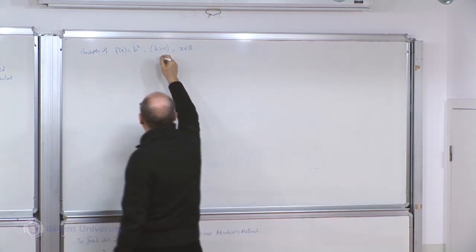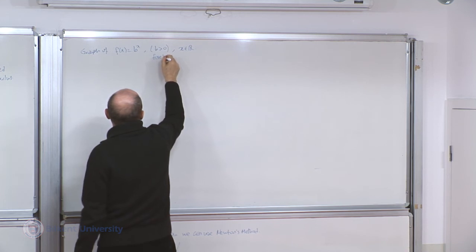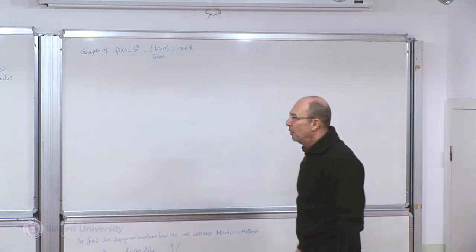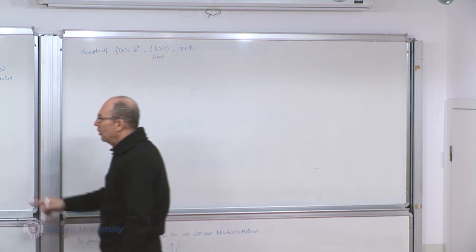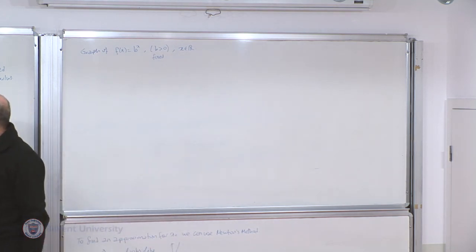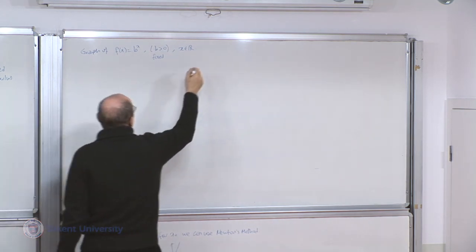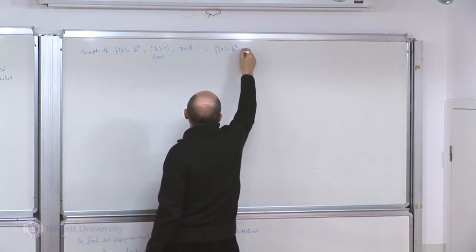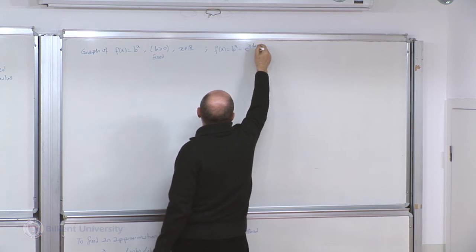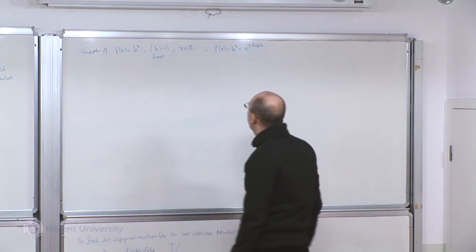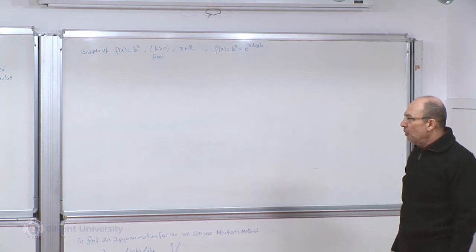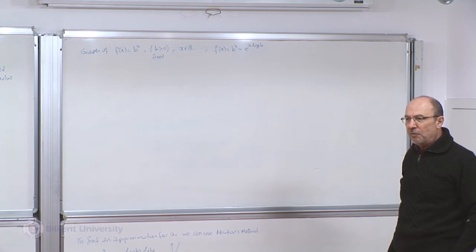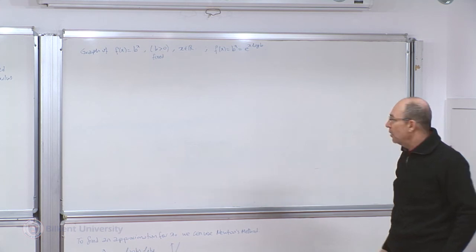b is fixed, of course, and this is my variable. I know that this is defined in this way: f of x is equal to b to the x, which is e to the x log b. In order to understand the graph, our main tool is to look at the derivative. The derivative tells us how fast this function is increasing or how fast it is decreasing.